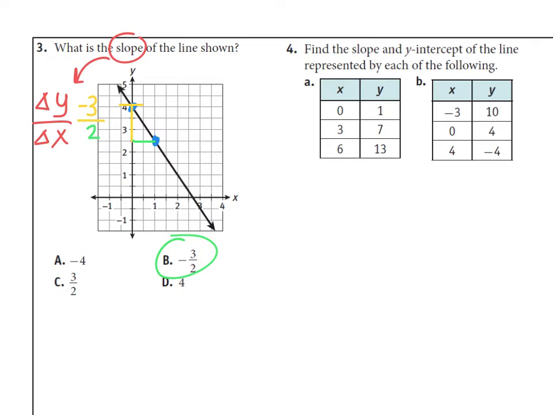And you can verify that's going to continue. If you do that again, if you went from this point now, if you went down 3 over 2, you would get another point on the graph. Because the slope of a line will always remain the same through the whole line. That's what makes the graph a line.